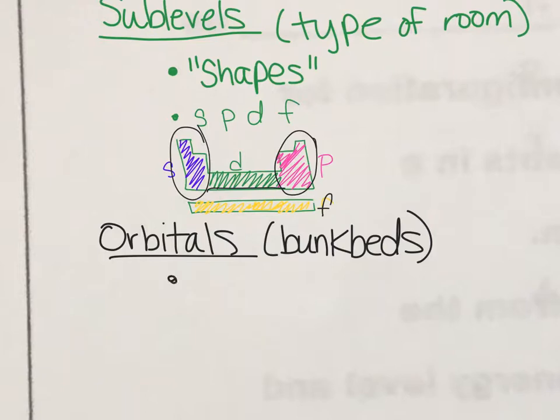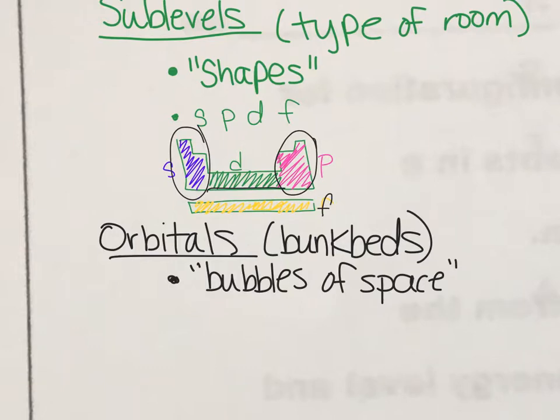Okay, so what I like to think of is these are bubbles of space. All right, now, it's a nice way of saying three-dimensional area where an electron most likely is. That's why we say bubbles of space, okay? I'll show you an image here in just a second, okay? But these orbitals, you can think of as the bunk bed.